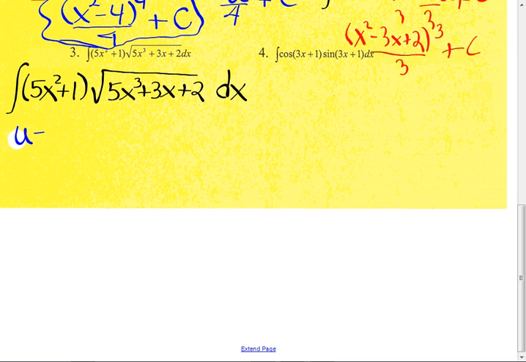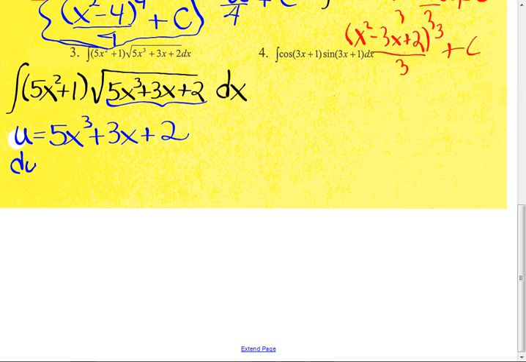What do you want u to be? I'm looking for a function, and I see its derivative there. A derivative of 5x squared is 5x. I don't see 5x. I see 5x cubed. Well, if I let u be that, then its derivative is 10x. I don't see a 10x. So how about if we try this with u, 5x cubed plus 3x plus 2.